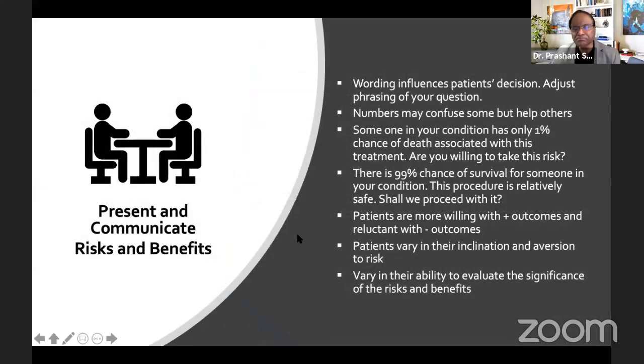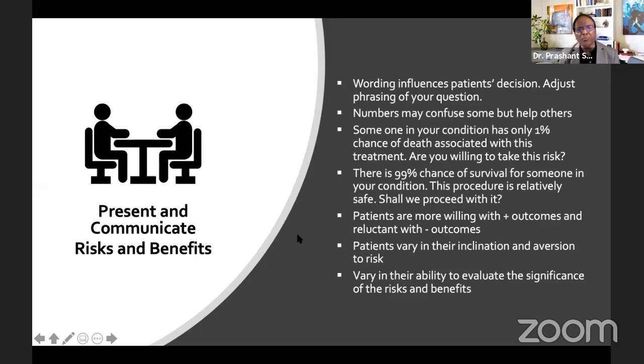And the last most important aspect of evidence-based medicine is to present and communicate the risks and benefits, because it is the hardest part to talk to your patient and tell them about the benefits and harms of the treatment or intervention. And sometimes the kind of words you use influence the patient's decision. So you have to rephrase your question. You don't want to give a negative impression to the patient. So you always have to talk positively.